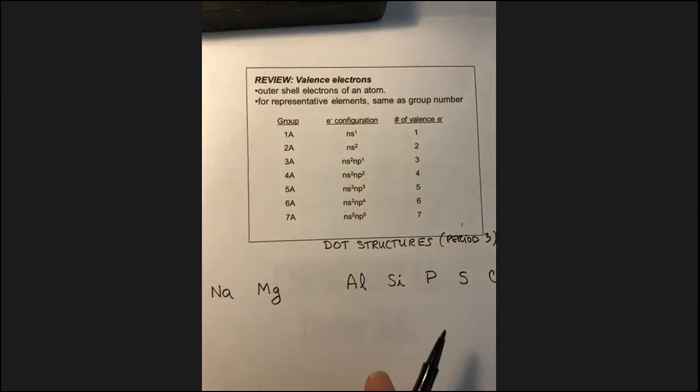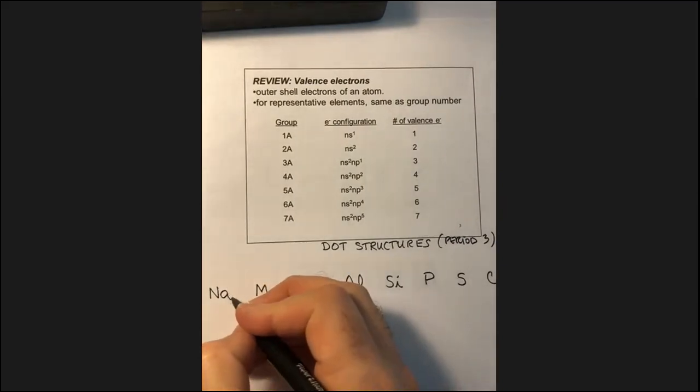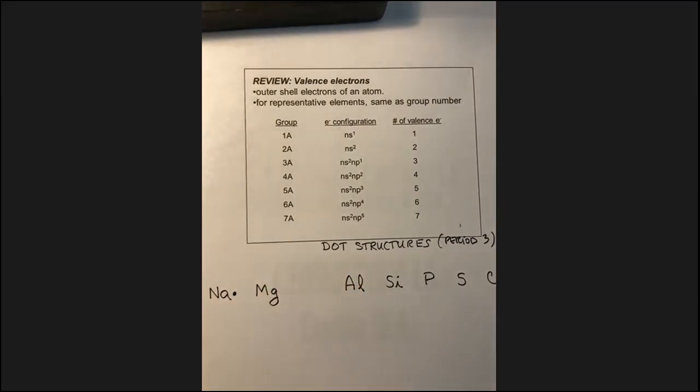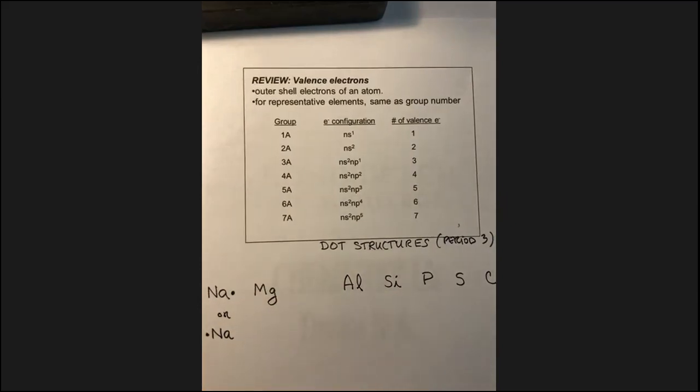And what we're going to do is represent each electron in the valence shell, each valence electron, as a dot. So let's say for sodium, I'm going to put a dot in there. If I wanted to, it doesn't have to be there. I could put it on the other side, anywhere around. It's just a representation. The symbol tells me which element it is, and the dot tells me how many electrons there are in their valence shell.